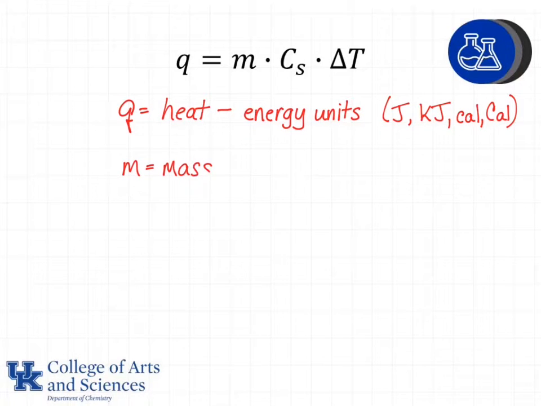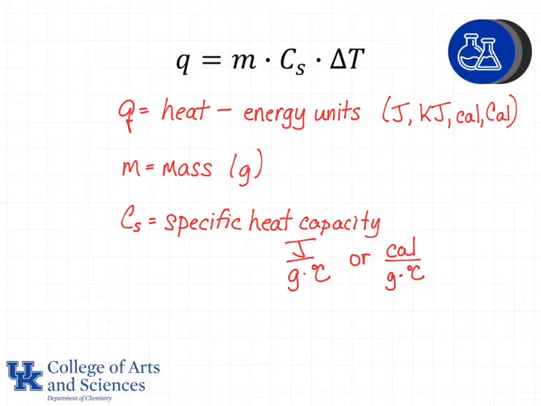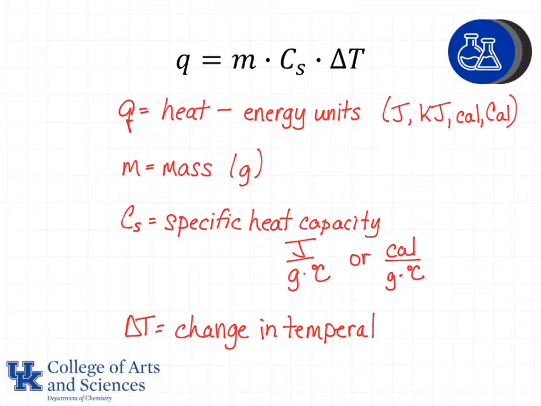We then have mass, which is typically in units of grams. Our Cs, which is our specific heat capacity, has units of joules per gram degree Celsius or calories per gram degree Celsius. And then we have our delta T, which is the change in temperature. We represent this as the final temperature minus the initial temperature. Anytime you see the delta in front of a variable, it's always final minus initial.